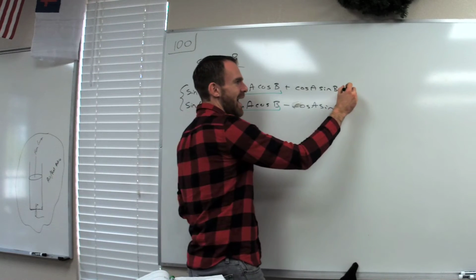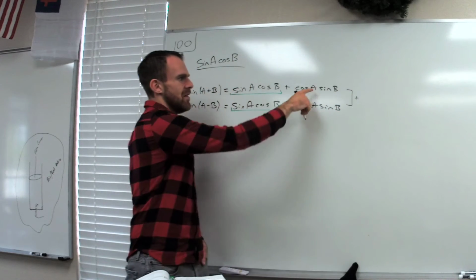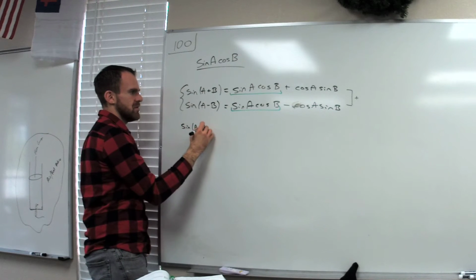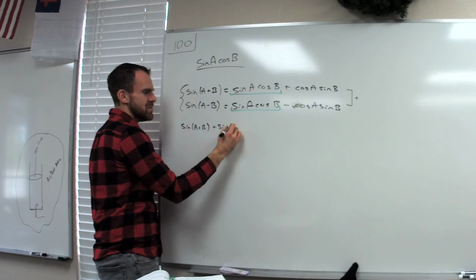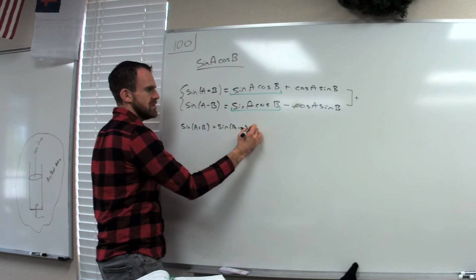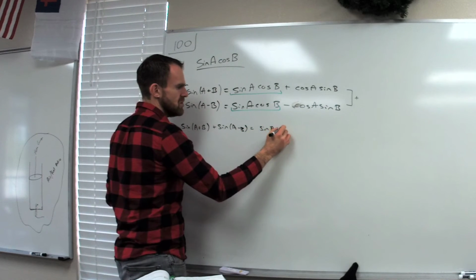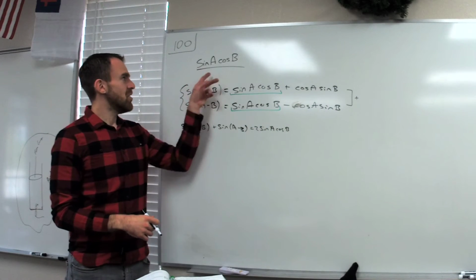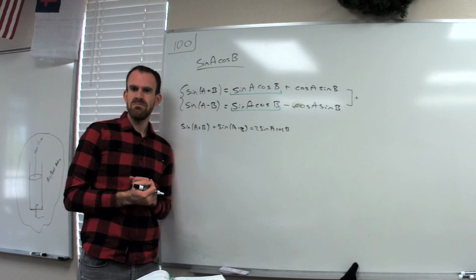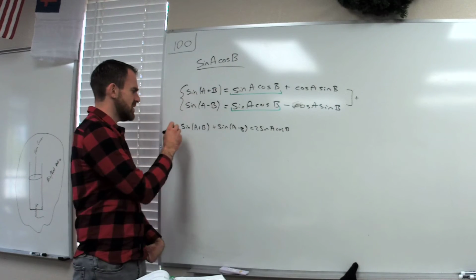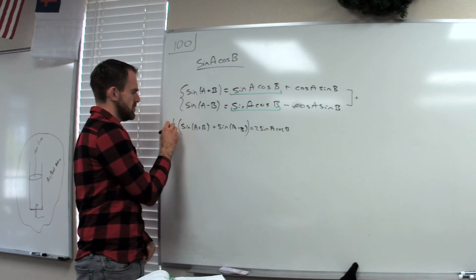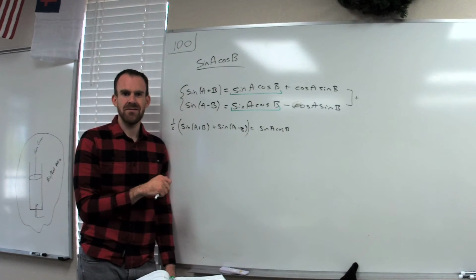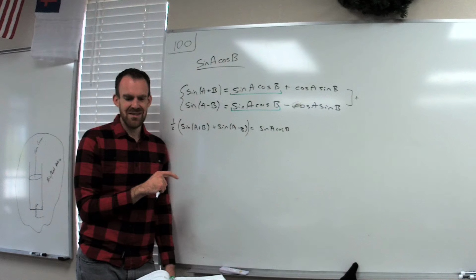So if I add these two, those go away. I'm left with sine of A plus B plus sine of A minus B equals sine of A cosine of B times 2. So can I solve for sine of A cosine B? Sure, I'll divide both sides by 2. So add that to your list of identities. That's not bad. This is the easy part.